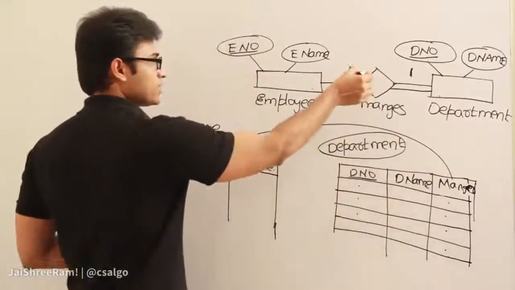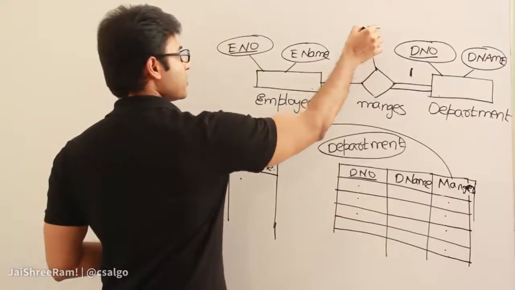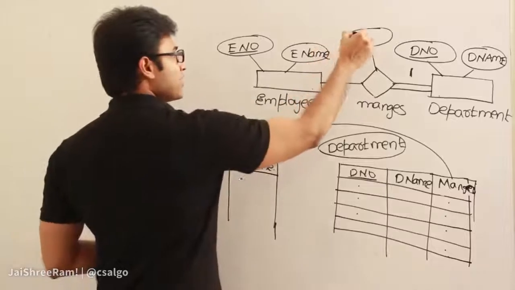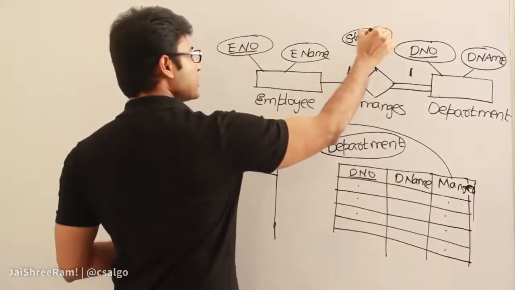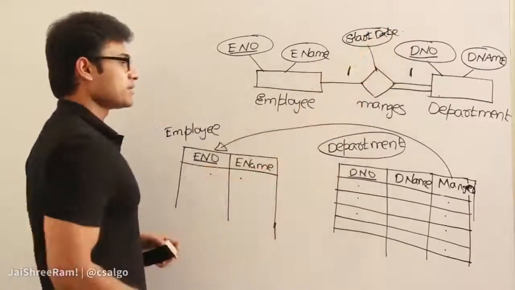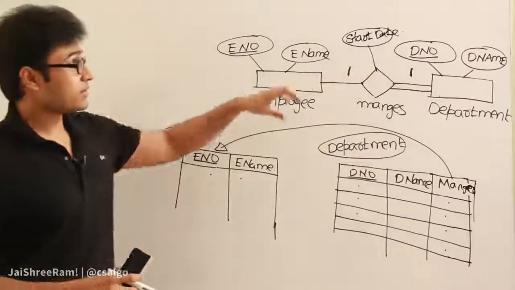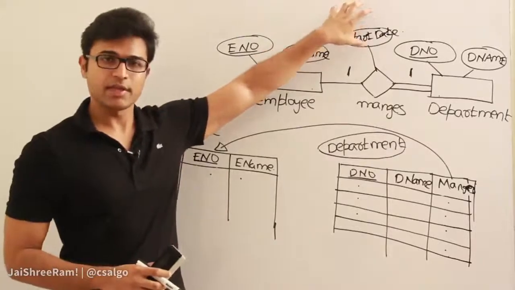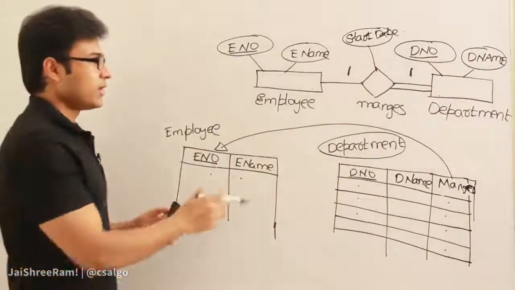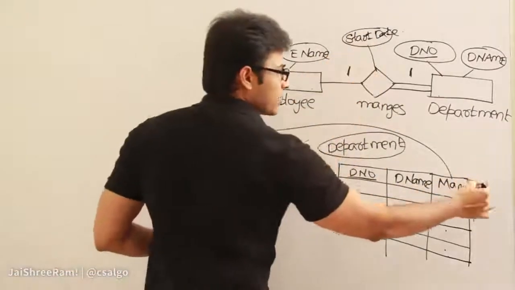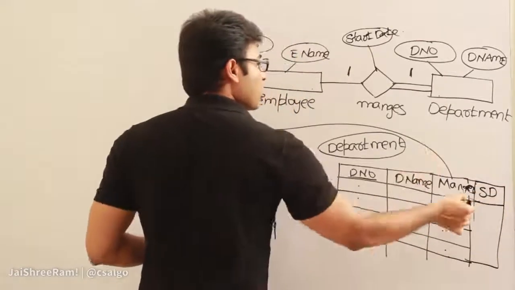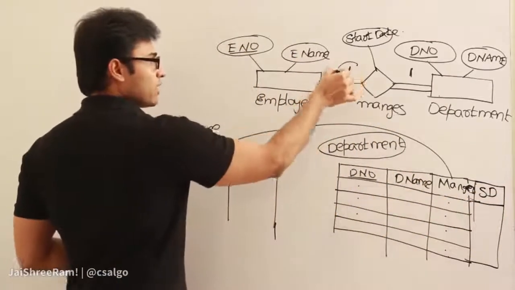And the second thing is, what if this relationship itself has some attributes? Let us say there is an attribute here, and the attribute is start date. Start date means the date on which this manager started managing this department. In case this relationship also has some attributes, then add this attribute on the total participation side itself, which means you take the start date and add it to the same side. Got it? So this is how you deal with one-to-one relationships.